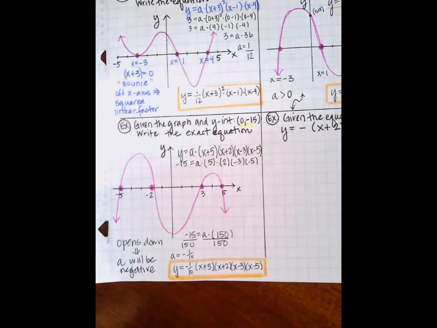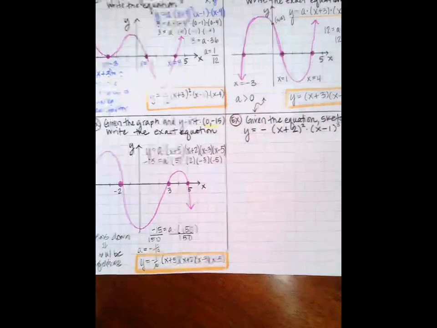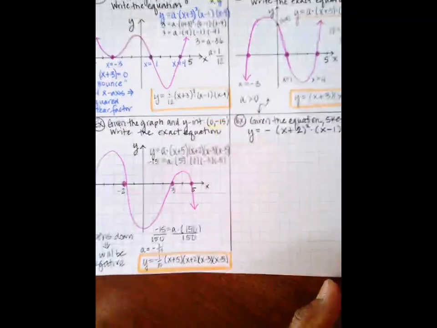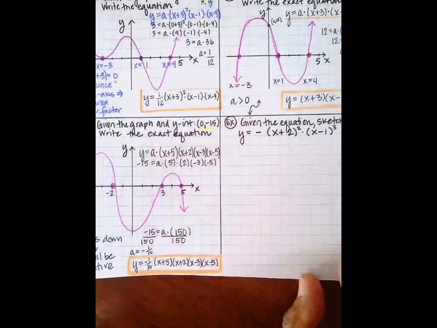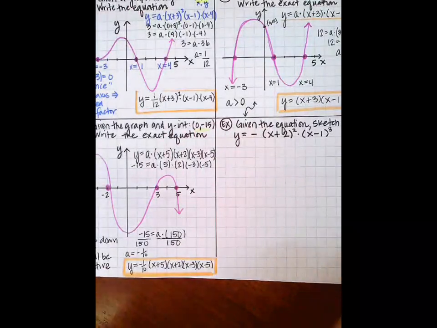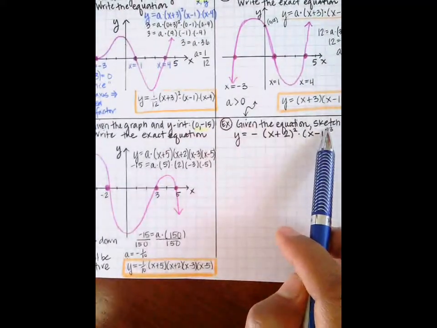The very last problem that I had in the notes was to start from an equation and then to sketch the graph. And so one of the things that we've been working on, starting from the previous lesson, is the idea of what happens when we have repeated roots. And so this equation here, I said, given the equation, sketch the graph of the polynomial.